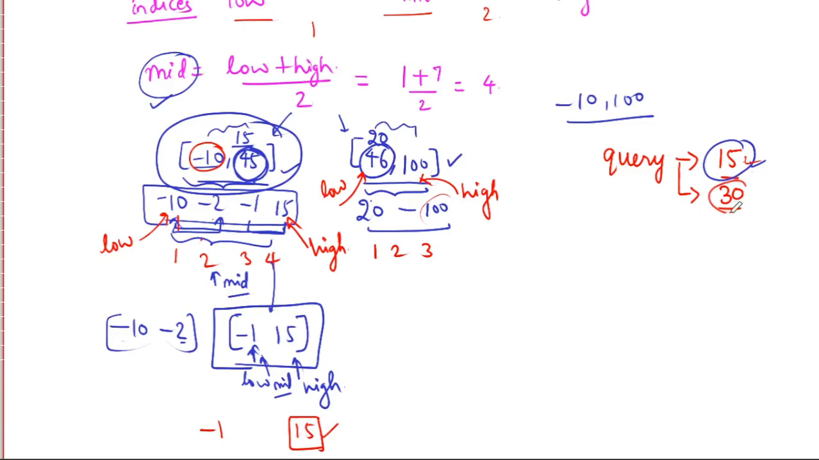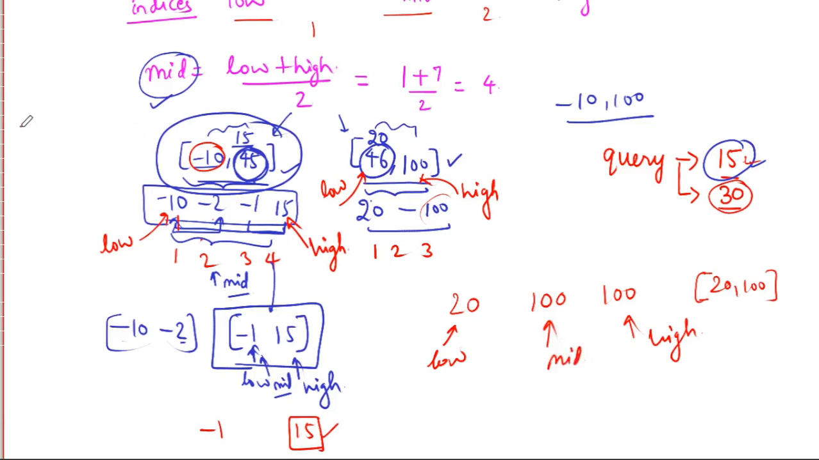Now let's look for 30. 30 has to be in this half. So it will be 20, 100, 100. Then this will be low and this will be the high value. The range is from 20 to 100. And remember that not all elements are present. So the mid value becomes 1 plus 3 by 2, which is 2.